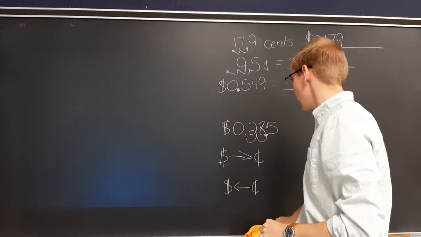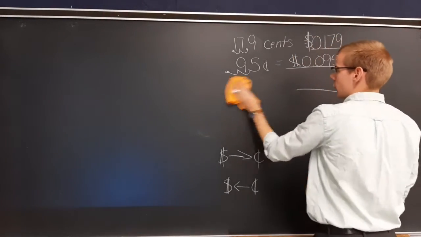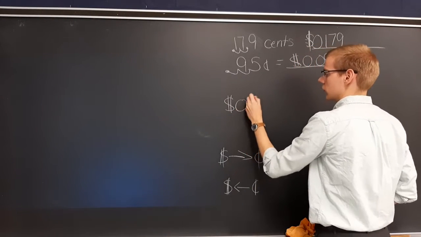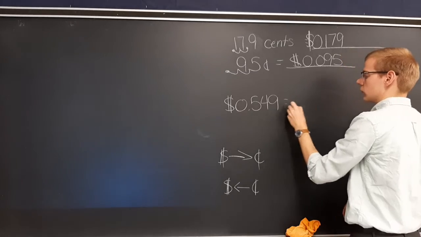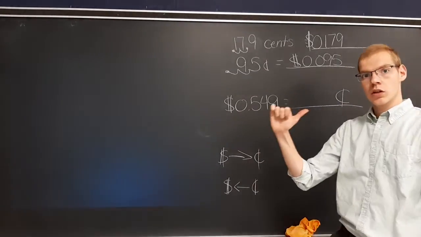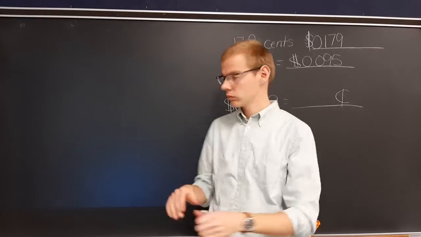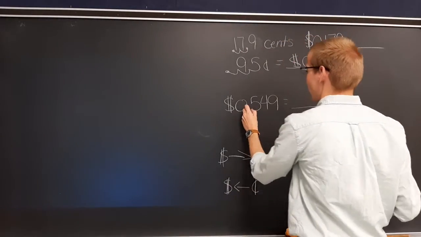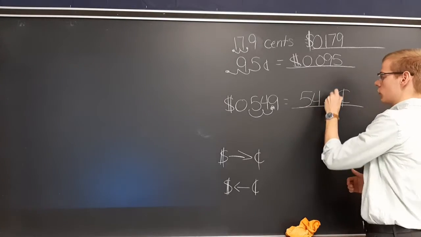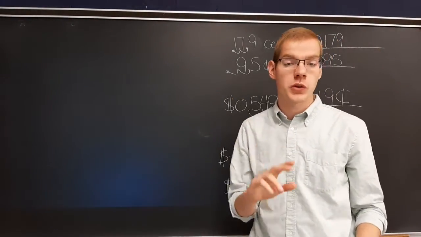So now, 0.549. Changing thousandths of a dollar to cents. Dollars to cents, move it to the right. Is that the right? Yes, to the right, this way, twice. So we have 54.9 cents. And that's what you do for number 2.